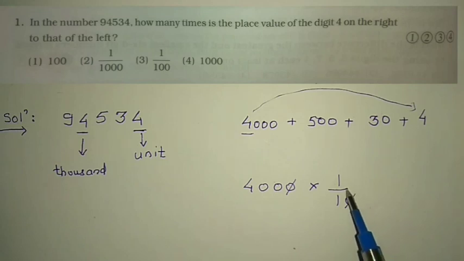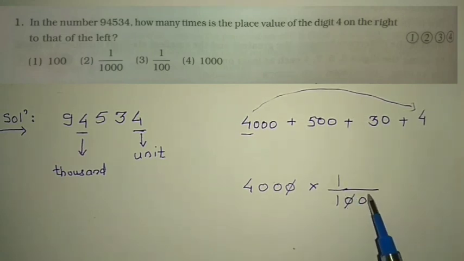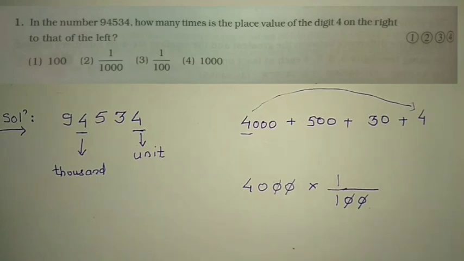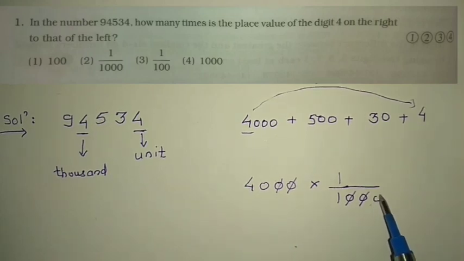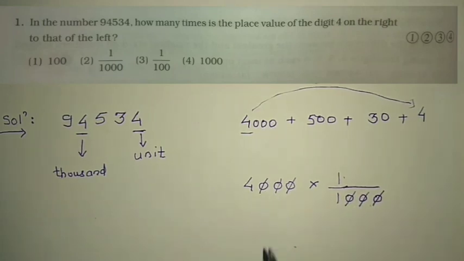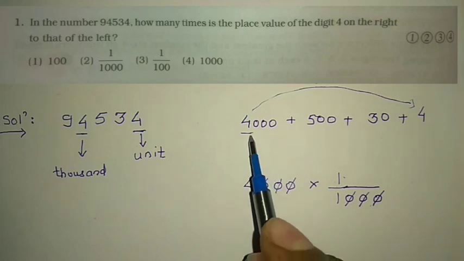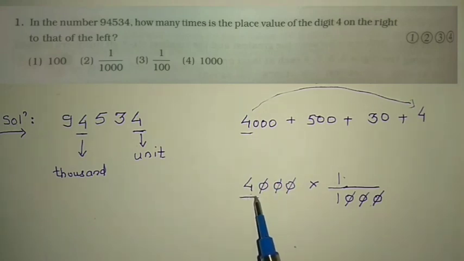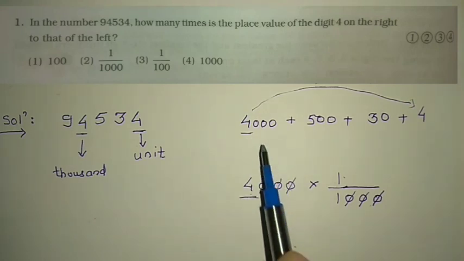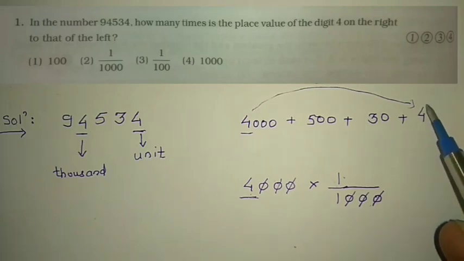If you will multiply it by 1 divided by 100, so again this 0 and this 0 will get cut. Now 4000 became 40, तो वैल्यू क्या हो गई? 1000 प्लेस से 10 प्लेस पे आ गई 4 की वैल्यू. If you will multiply this number by 1 divided by 1000, so again this 0 and 0 will get cut. Now 4000 become 4 only. Okay, 1000 प्लेस से यूनिट प्लेस के ऊपर इसकी वैल्यू आ गई.